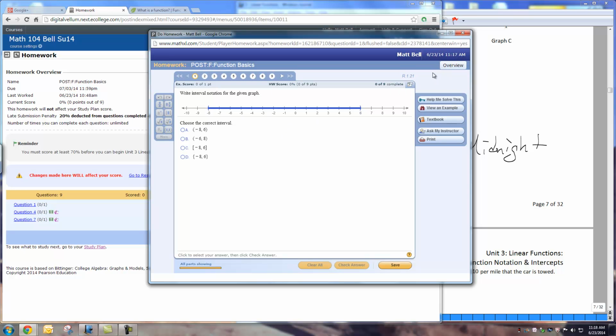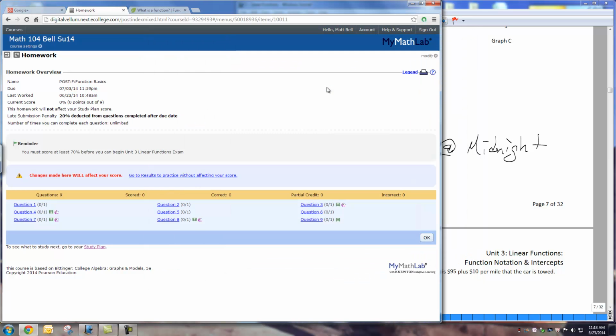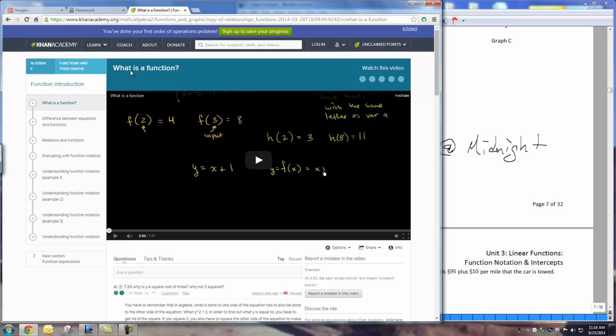Got some interval notation, stuff like that. I have the viewing examples in there. Also, another helpful video that could help you with the function stuff is here at Khan Academy. What is a function? He really goes through the difference between equations and functions, relations and functions. So it goes over a lot of the same stuff that I covered in this video.